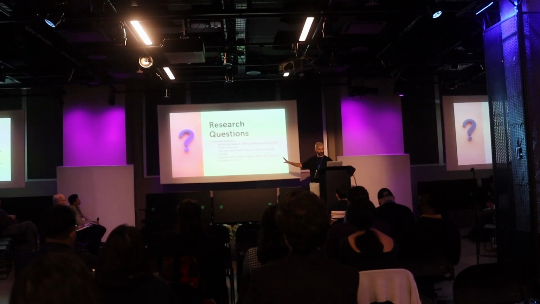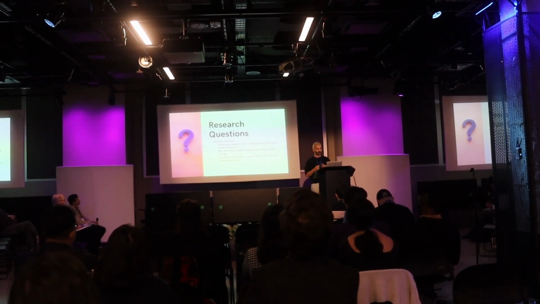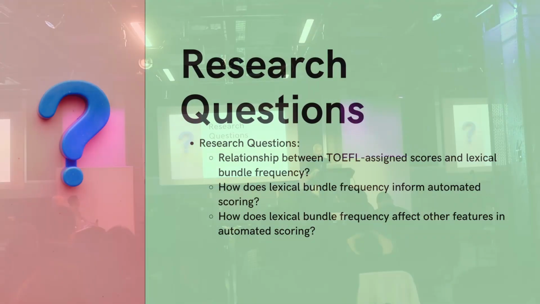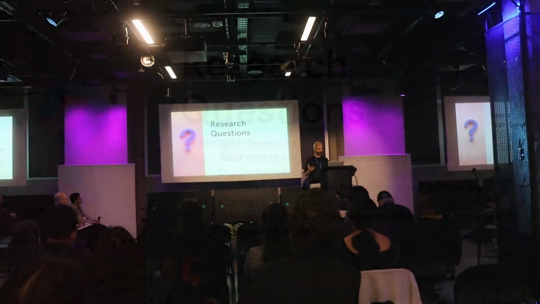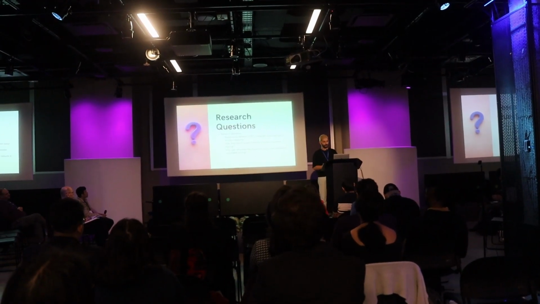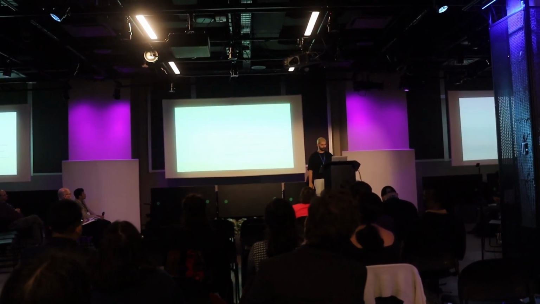So therefore, my research questions are: what kind of relationship is there between TOEFL assigned scores and lexical bundle frequency? That's my first question. Second, how does lexical bundle frequency inform automated scoring? And third, how does lexical bundle frequency affect other features in automated scoring?